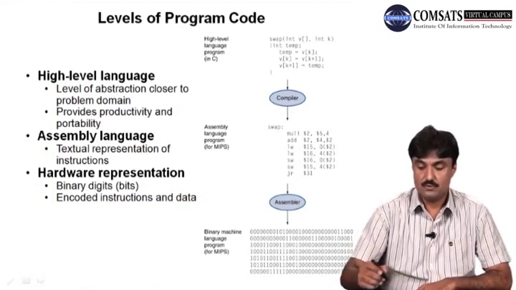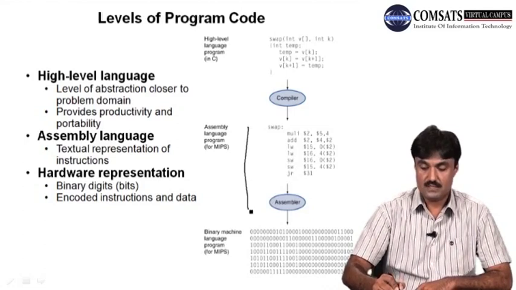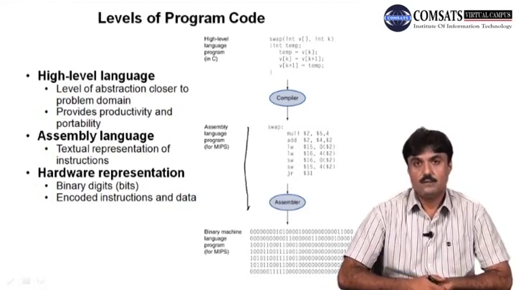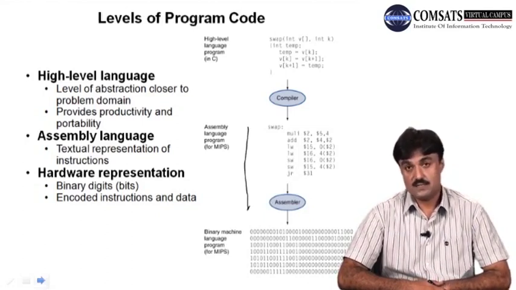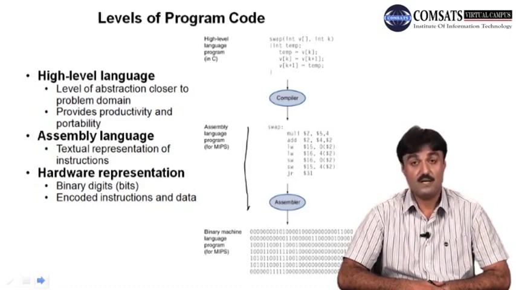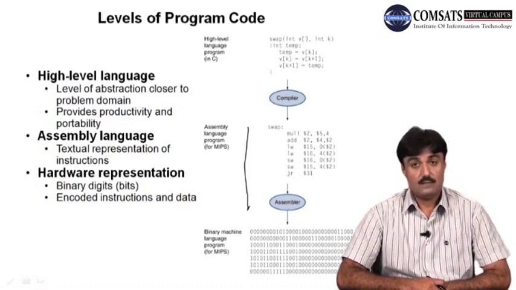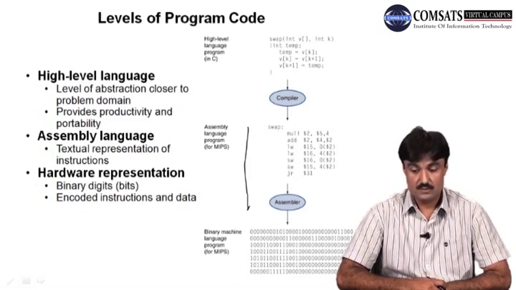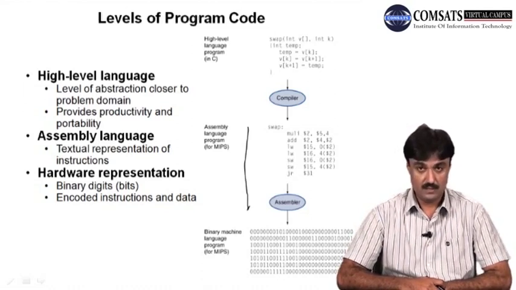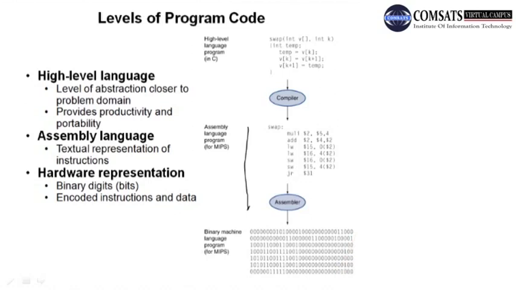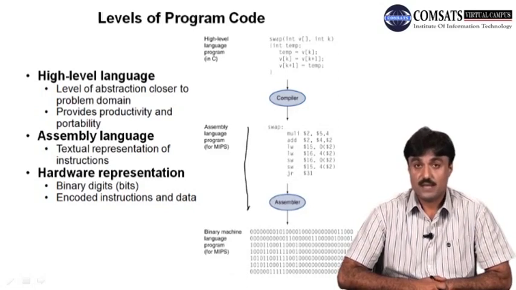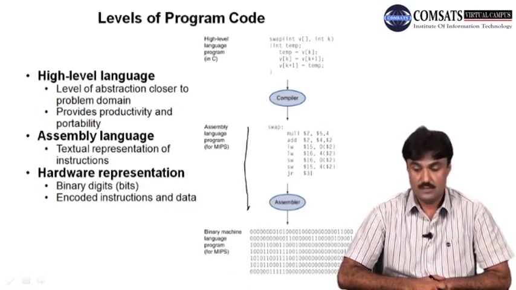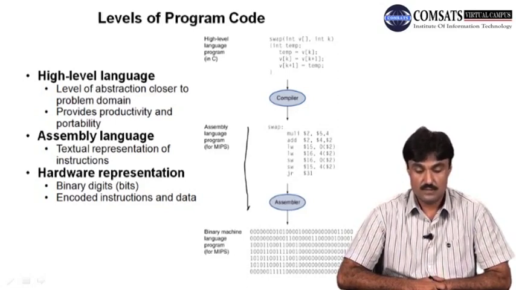Then the next level of the code is the code written in assembly language. Now there are compilers that directly convert this code into assembly, and then there is an assembler that converts it into machine code or binary machine language. Or sometimes the compiler directly converts that high-level code into the assembler format or into binary machine language programs. Now, assembly language is a textual representation of instructions. We will learn about assembly language and how to write programs in it.